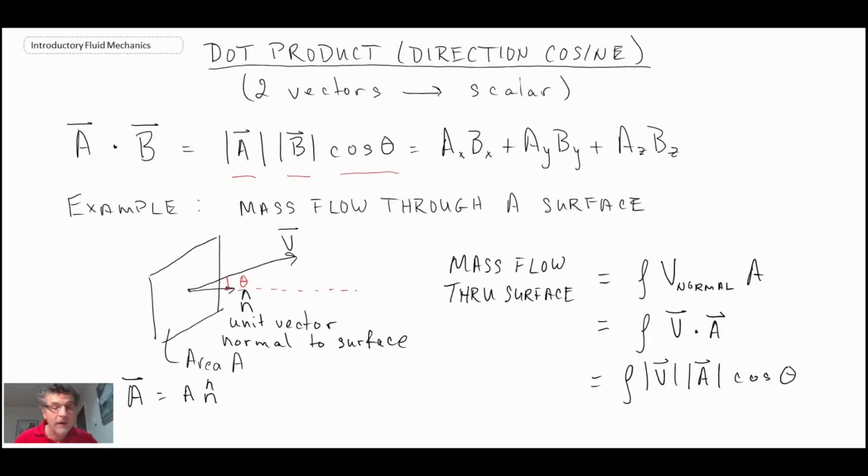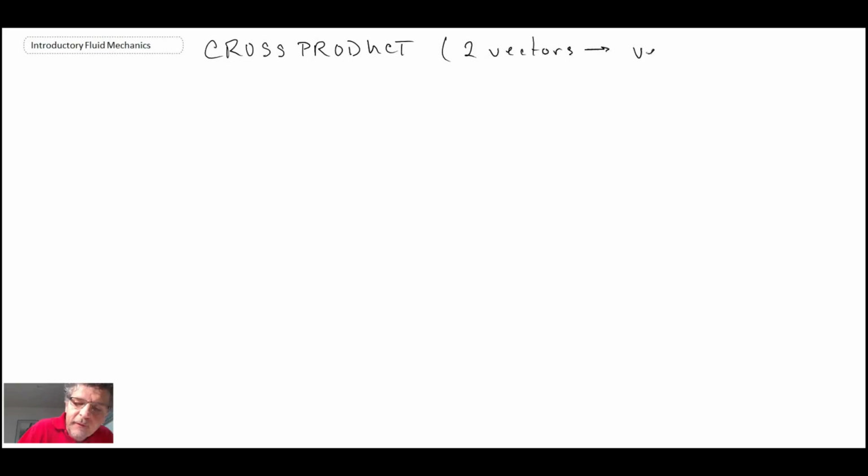The next one we're going to look at is cross product. What the cross product does is it takes two vectors and it produces one vector. We'll use this quite a bit when we're computing vorticity, and we'll see that later on in the course. But the cross product, again dealing with our two vectors A and B, would read A cross B.